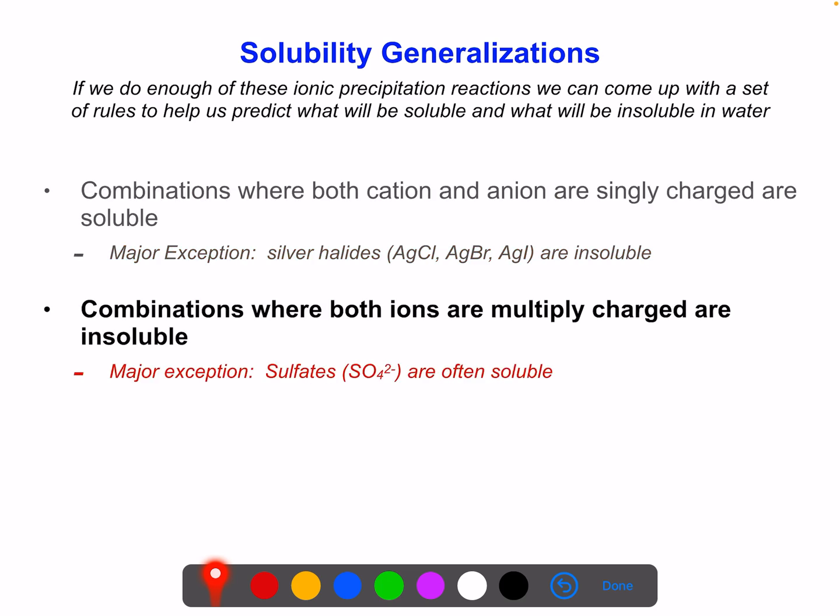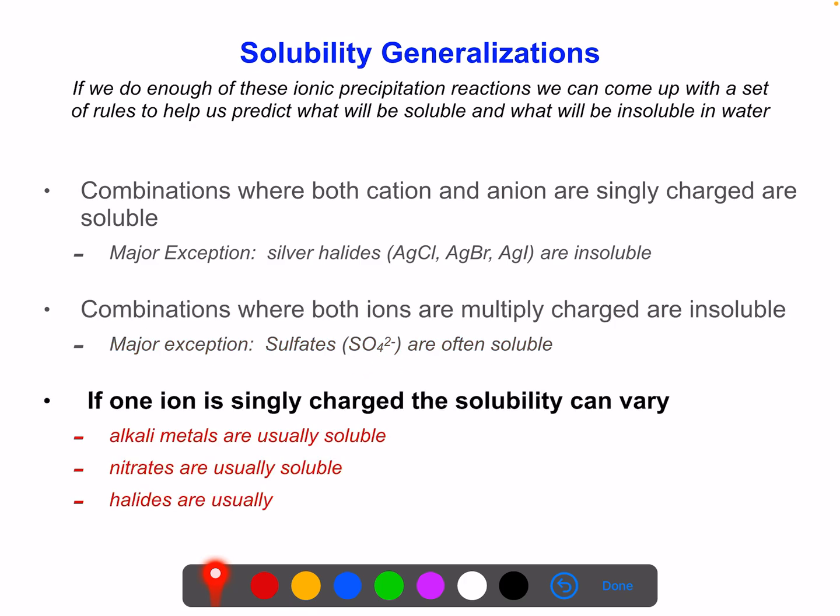Combinations where both ions are multiply charged, these are insoluble. This is what we just saw. +2, -2, +3, -3, things like that are insoluble. The hard case of this is sulfates. If you have SO4 2-, that is harder to predict. And then our last general rule is this mixing. If you have +1, -2, or -2, +1.